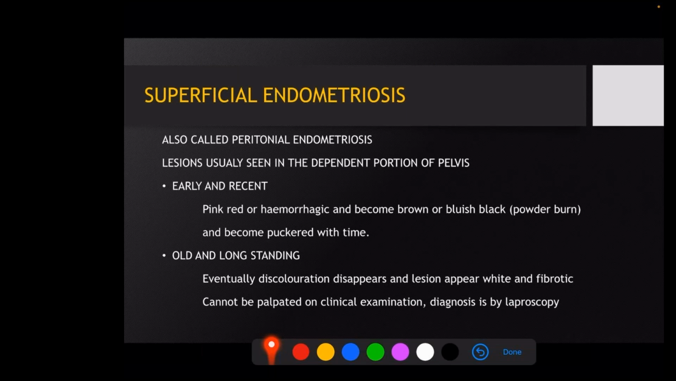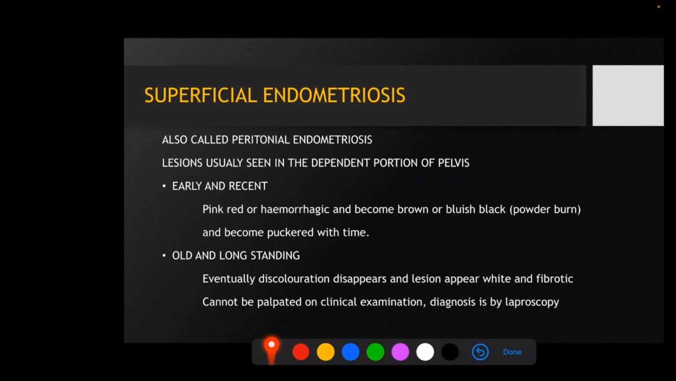Lesions are usually seen in the dependent portion of the pelvis. Pelvic endometriosis, the most common sites, are the surface of the ovaries, only on the surface, usually involving both sides, anterior and posterior. Then the pelvic peritoneum over the anterior and posterior surface of the uterus, pouch of Douglas, broad and uterosacral ligaments. Deposits may also be seen on the cervix, vagina, and rarely the vulva. Pelvic lymph nodes are also involved in 30% of women.